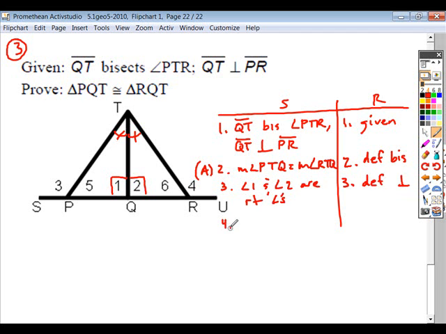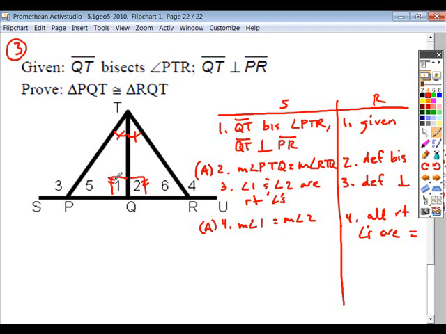And then what do we know about all right angles? Angles 1 and 2 are equal because of the postulate: all right angles are equal. Right? So this was one of the original postulates that we identified in chapter 3. Okay, so this gives us now another set of elements that are equal to each other.